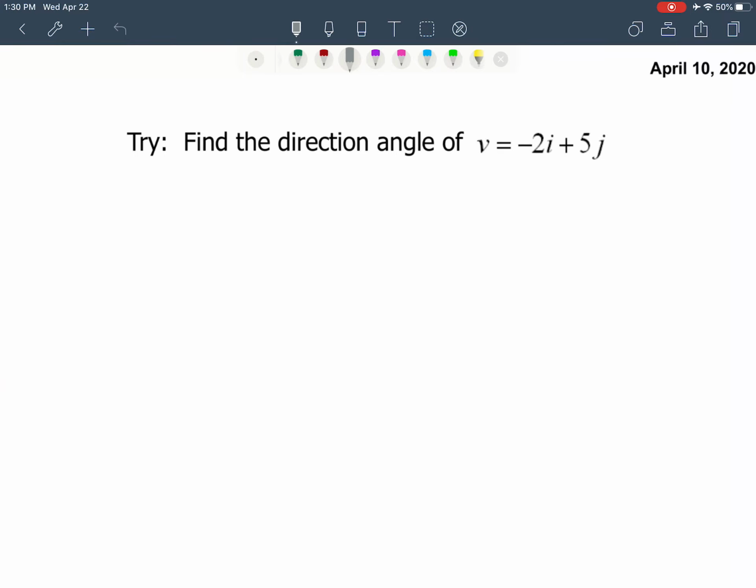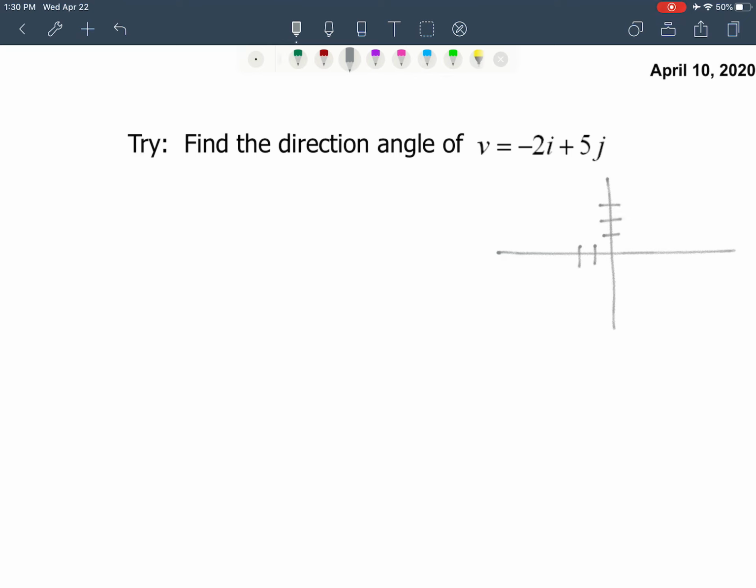Okay, so here's a try. See if you can try this one, and then I'm going to quickly give you the answer. So the first thing you want to do is you want to always plot it. So you want to find out what quadrant you're in. We're going to be in quadrant 2, and we are much closer to y than we are to x. So I assume that my answer, my direction angle, is going to be an angle that's past 90 degrees but closer to 90 than it is to 180.